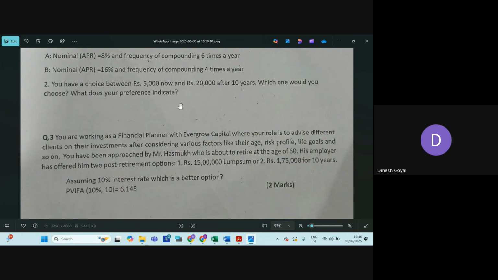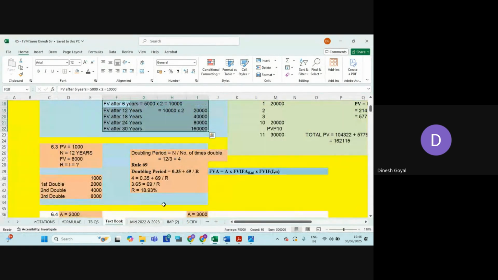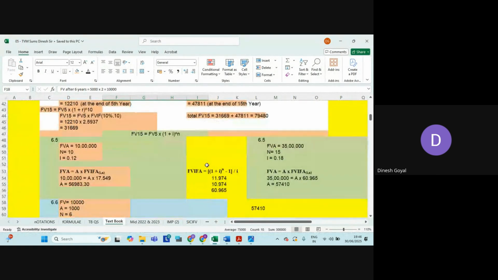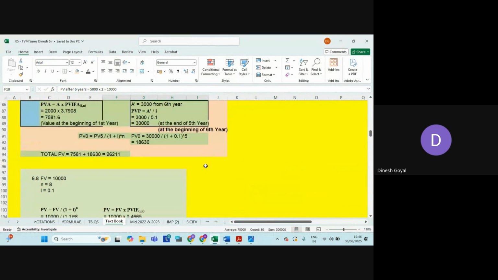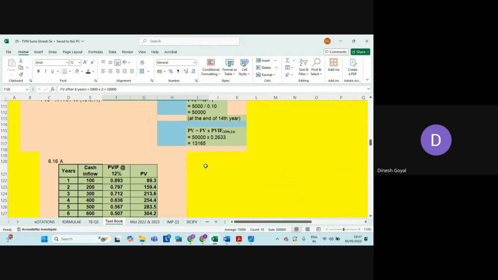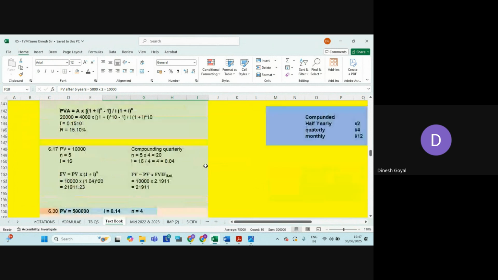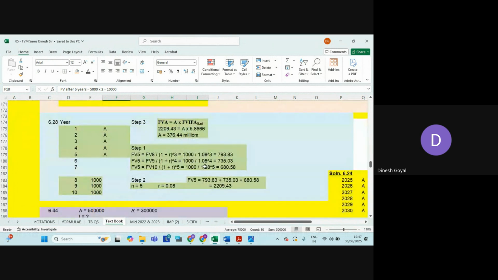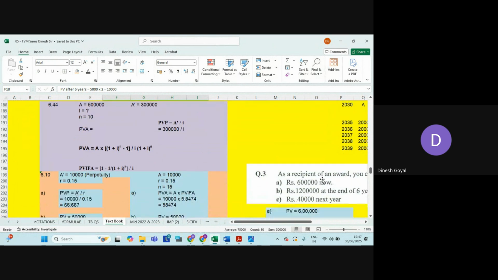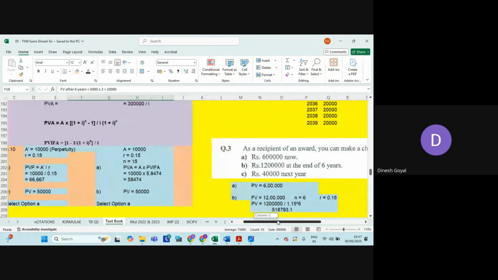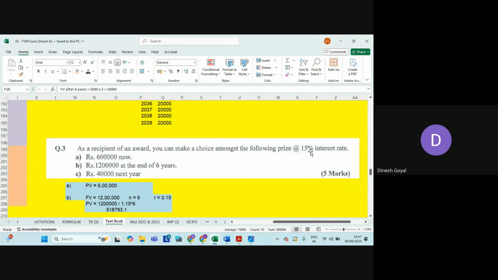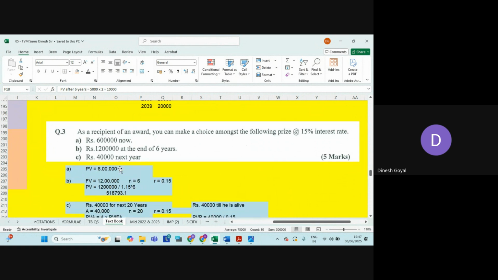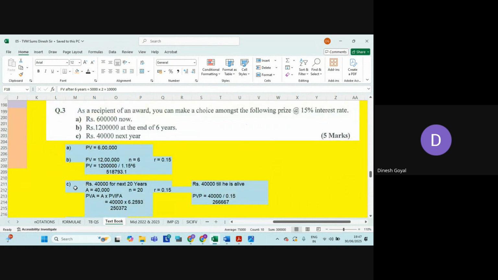This type of question I have discussed, whenever they have given the choices, what you should do is calculate the present value of all the choices, and whichever present value is highest, with that option you should go. This type we have already discussed. See this here. Here, see, rate of interest is also given. So three choices are given. So this I have explained in the previous lecture.